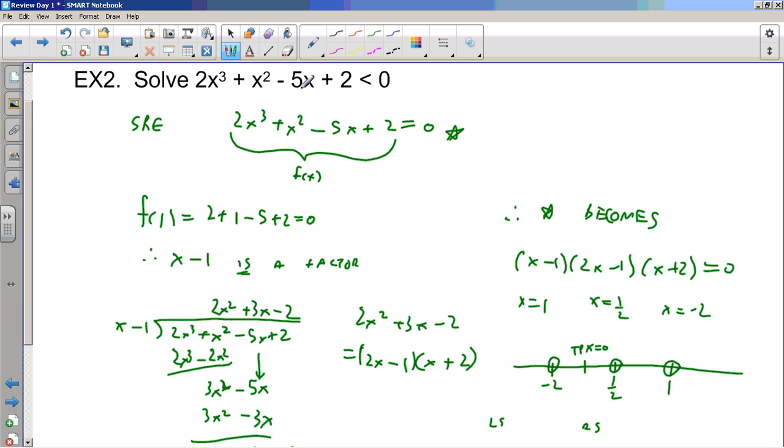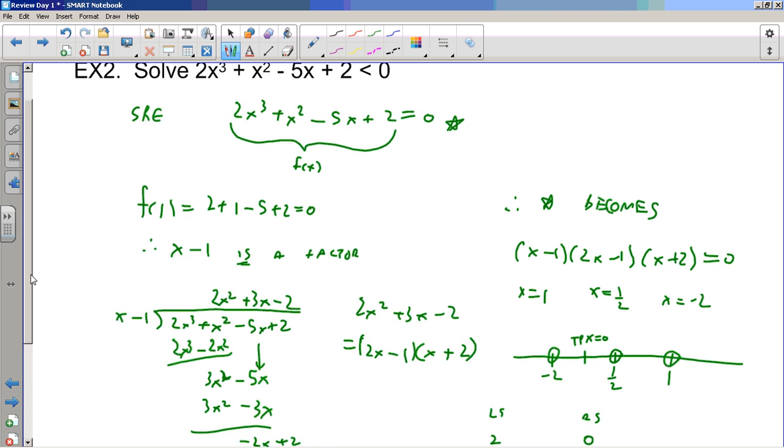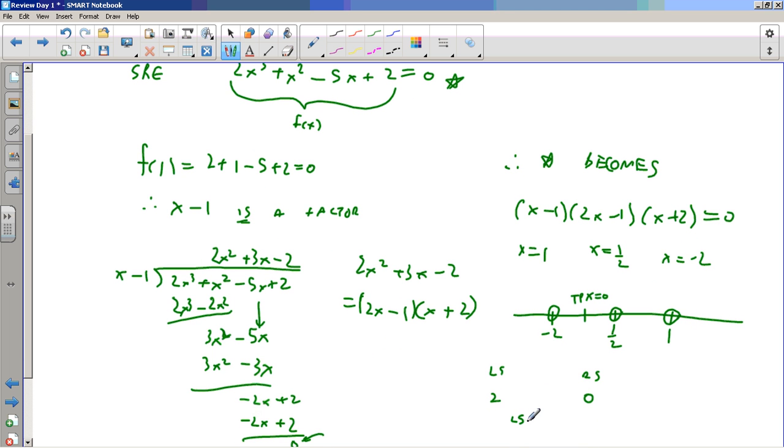Notice the left side is 0 plus 0 minus 5, minus 0 plus 2. The left side is 2. The right side is 0. Is the left side less than the right side? Nope, it's not. So that means this is not a solution. Good. And then I would test points in the other places.